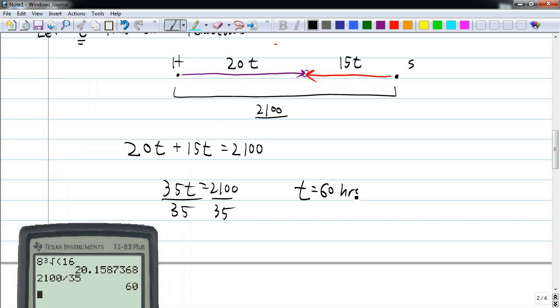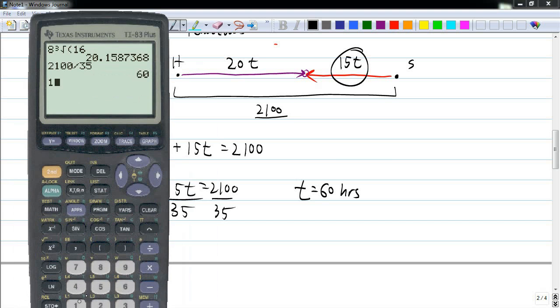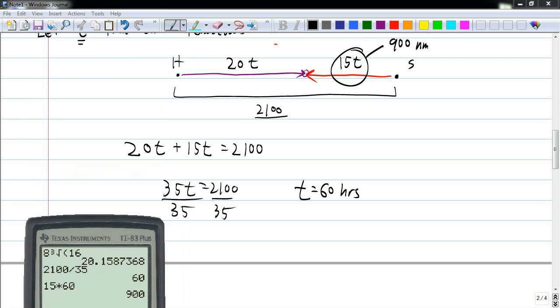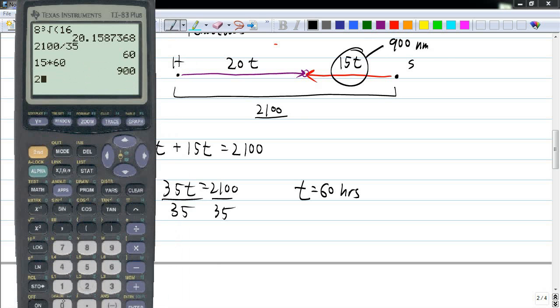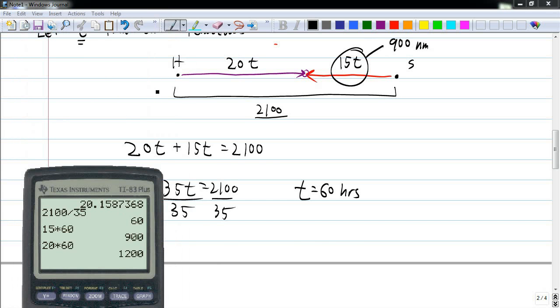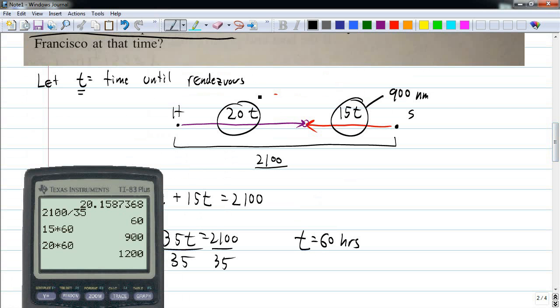At the time that they have met, this ship will have traveled 15 times 60, 900 nautical miles. So that's the distance from the rendezvous to San Francisco. The ship leaving Honolulu, 20 times 60, will have traveled 1,200 nautical miles. So that's the distance from the rendezvous point to Honolulu.